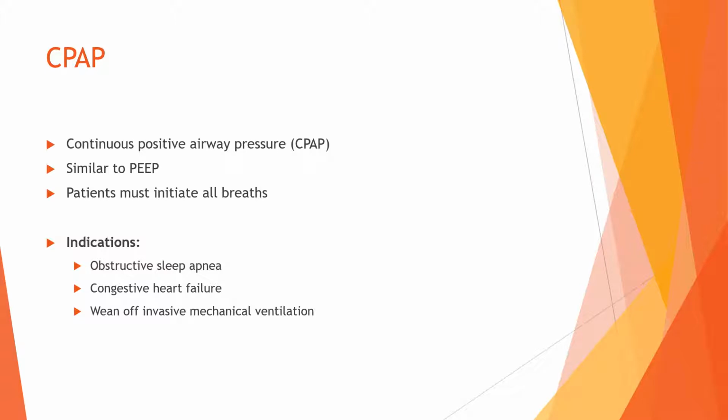So CPAP is continuous positive airway pressure, which is similar to PEEP. When you use CPAP, patients must initiate all of their breaths and they get delivered a positive airway pressure. The indications for this are obstructive sleep apnea, congestive heart failure, and to wean off invasive mechanical ventilation. Now, for congestive heart failure, often in the hospital, we use bilevel instead of just CPAP. However, CPAP is sufficient because you need only really the positive pressure to help move fluid out of the interstitium.